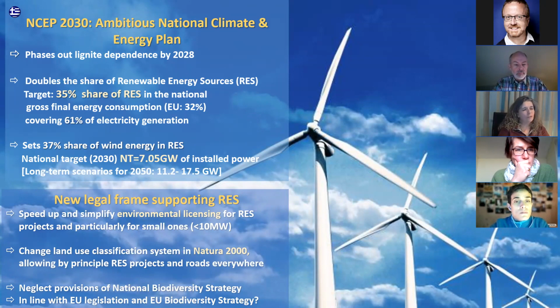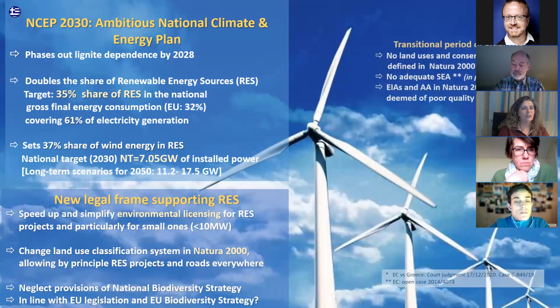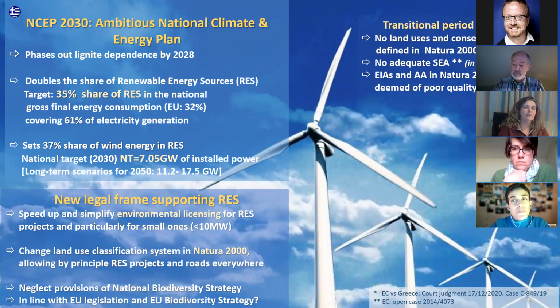But this comes into conflict with the national biodiversity strategy, and legislation for nature is weakening. And I'm not at all sure that our national policy is in line with the European Union legislation, for instance, Article 10 of the Habitats Directive, or even the new biodiversity strategy. And what is even more frightening is that we are now in a transitional period of great risk, because we don't have conservation objectives nor land uses defined in the Natura 2000. This is why we also have a negative juridical process of the European Commission against Greece.